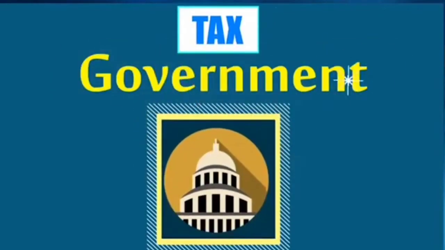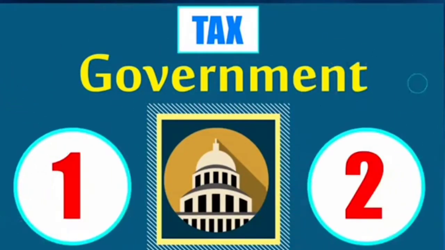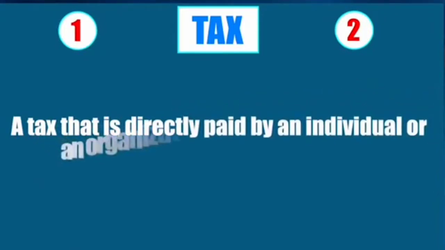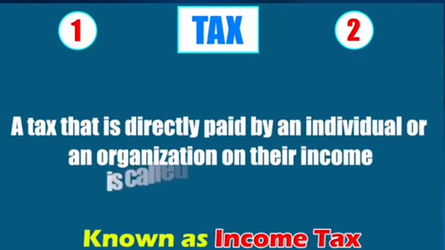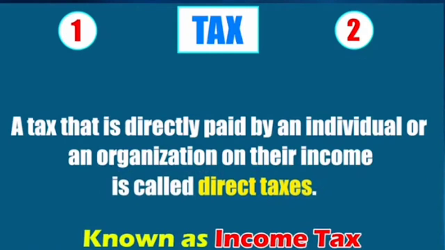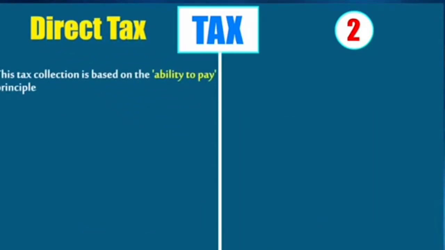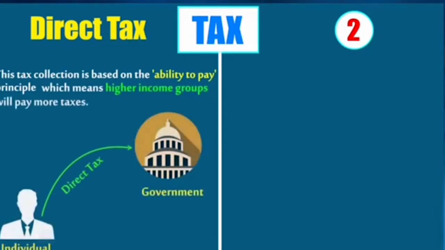Taxes are collected by government from two modes. A tax that is directly paid by an individual or an organization on their income is called direct taxes. This tax collection is based on the ability to pay principle, which means higher income groups will pay more taxes.